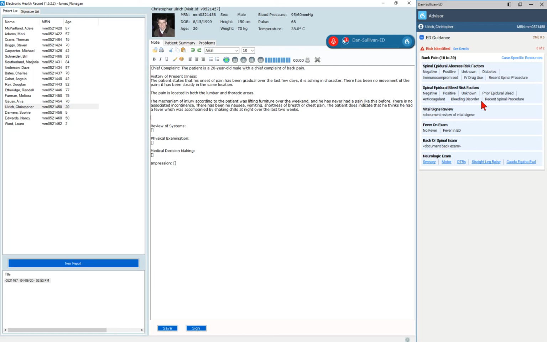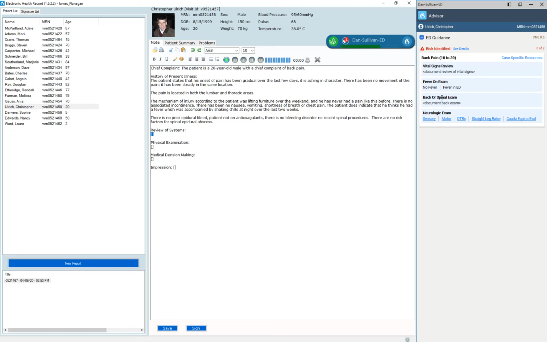Another important issue is risk factors are so easy to forget. The lists are sometimes long, and so we list them. We just don't name the risk factor, we actually list the risk factors. There's no prior epidural bleed, patient is not on anticoagulants, there's no bleeding disorder, no recent spinal procedures. There are no risk factors for spinal epidural abscess. And so those will now retire.